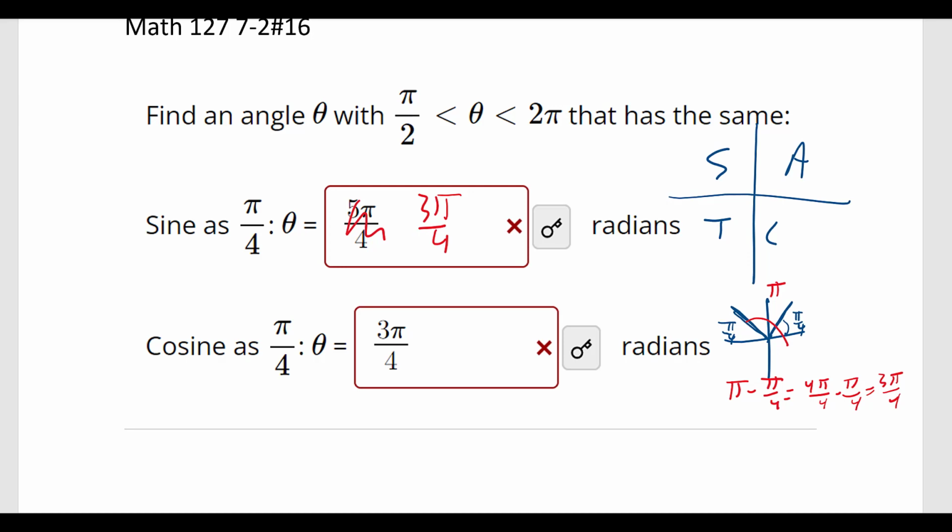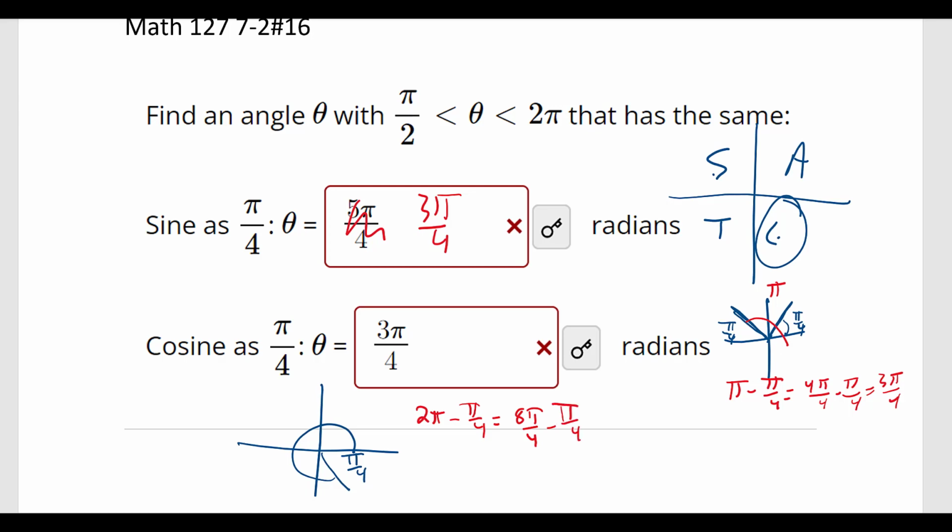And for the cosine, again, we look at all students take calculus. It's the fourth quadrant. So when the reference angle is pi over 4, what's the rest of this? That's going to be 2 pi minus pi over 4, which is 8 pi over 4 minus pi over 4, which is 7 pi over 4.